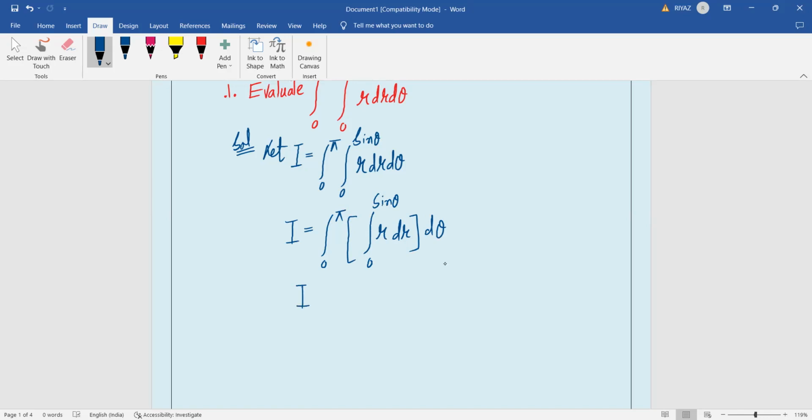R x square by dx, 2. Yes, exactly. Very good. This is 0 to pi. So the answer is R square by 2.